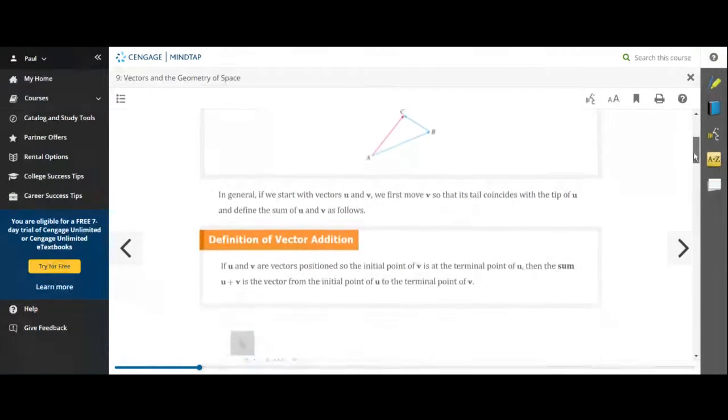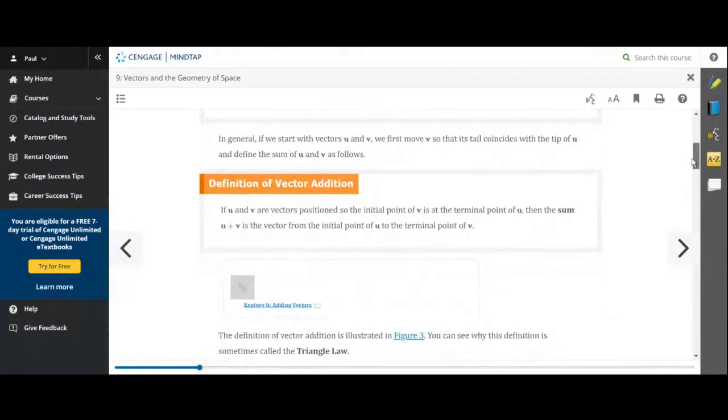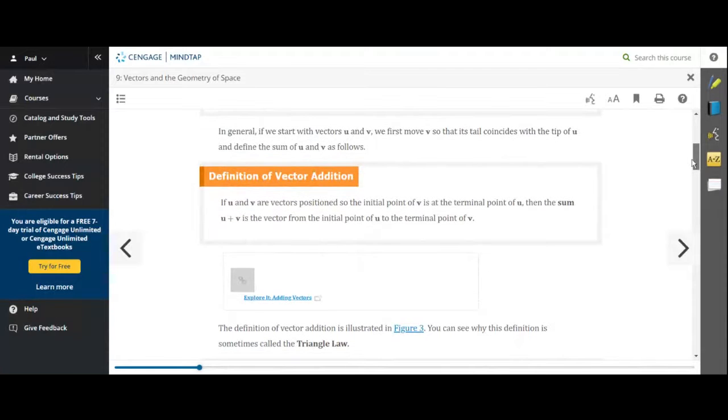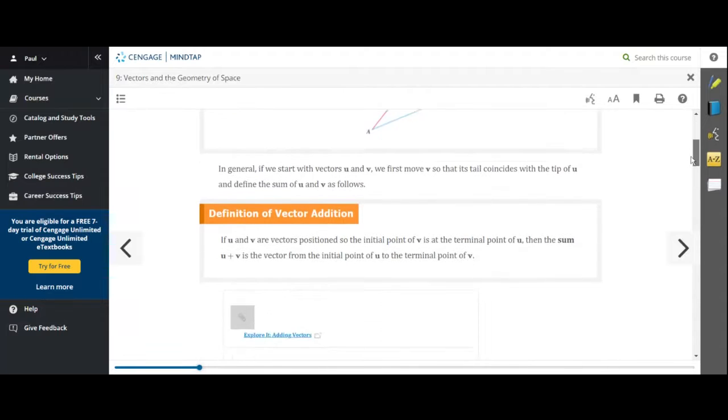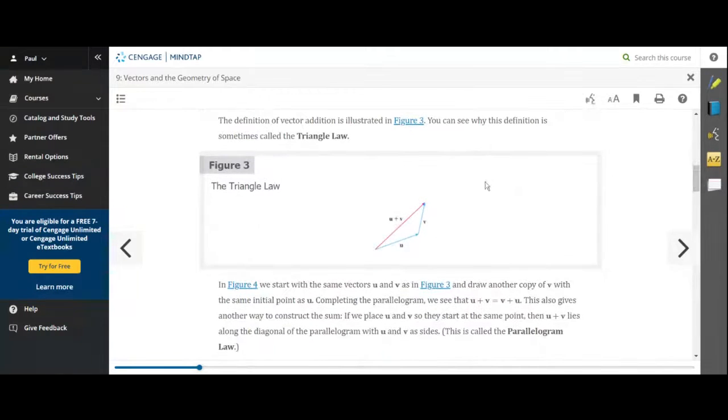And that's the definition of vector addition. The figure shows it very nicely. But here's another little figure, figure 3. Are there any questions on figure 3, how u plus v is formed? They're graphically showing you the vector addition. Are there any questions on that?